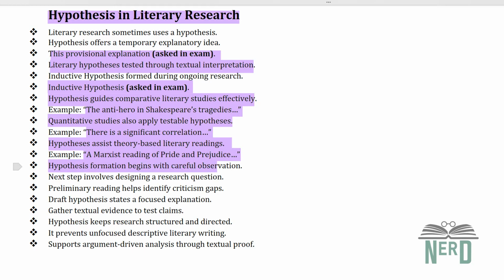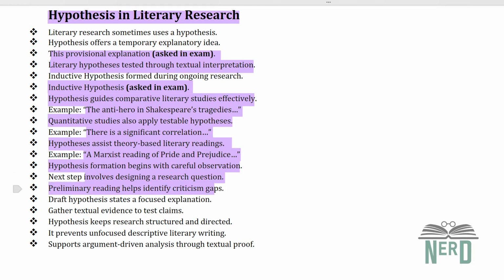So how do we formulate a hypothesis in literary research? The process is easier than it sounds and follows a natural flow. We begin with observation. Maybe you notice a pattern in how a character speaks or a theme that keeps returning. From that observation, you create a research question. You shape your idea into something focused and answerable.